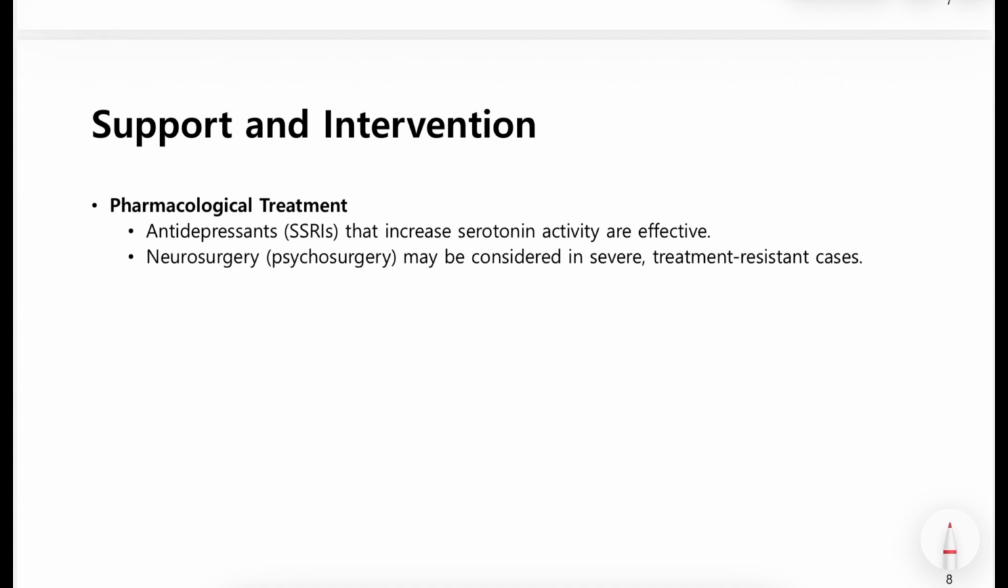For the treatment of OCD, pharmacological interventions are often effective. The most common option is antidepressants, specifically SSRIs, which help by increasing serotonin activity in the brain. In very severe and treatment-resistant cases, neurosurgery or psychosurgery may be considered as a last resort.